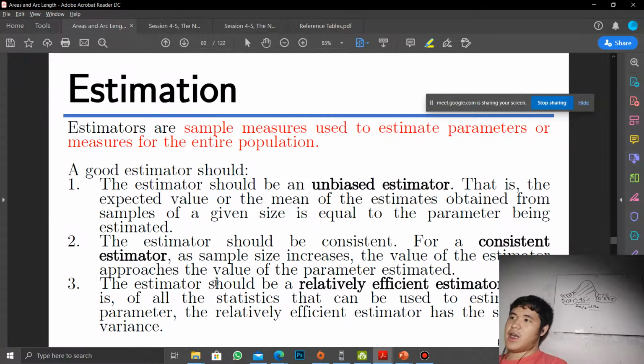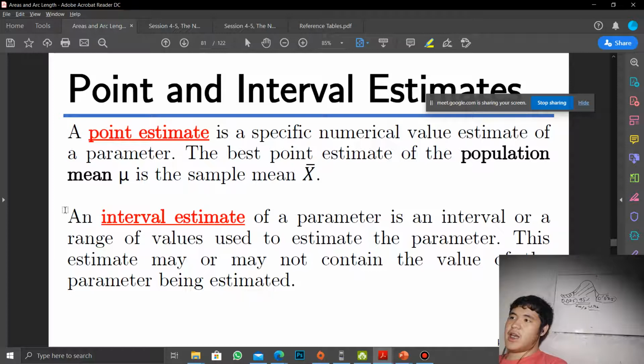A parameter is a characteristic from the population, and a statistic is from the sample. Just a few review. So, estimators are sample measures used to estimate parameters or measures for the entire population. Let's skip this. Now, there are two kinds of that. Point estimate: a specific numerical value, as in a point. That's why it's called a point. For the population mean, the best point estimate is the sample mean. For the median and for standard deviation, they're not commonly used.